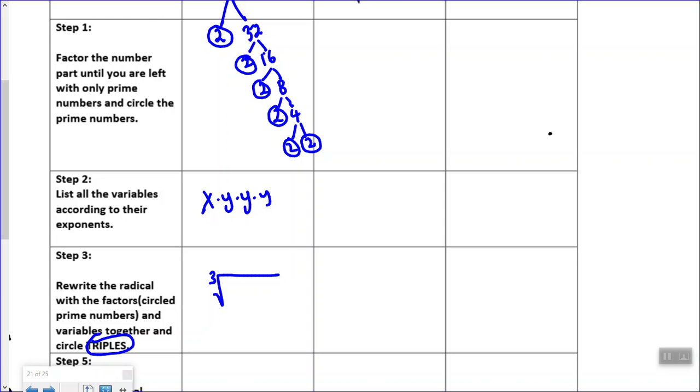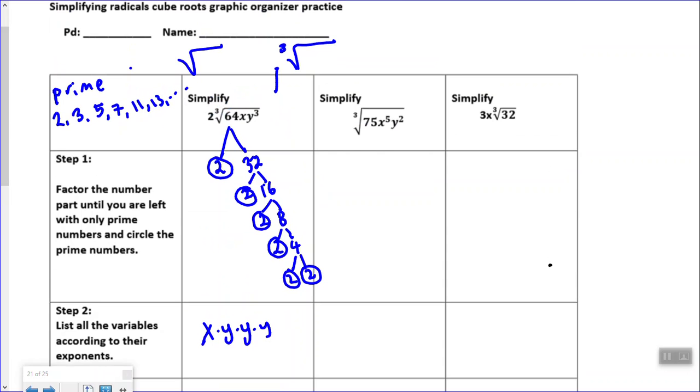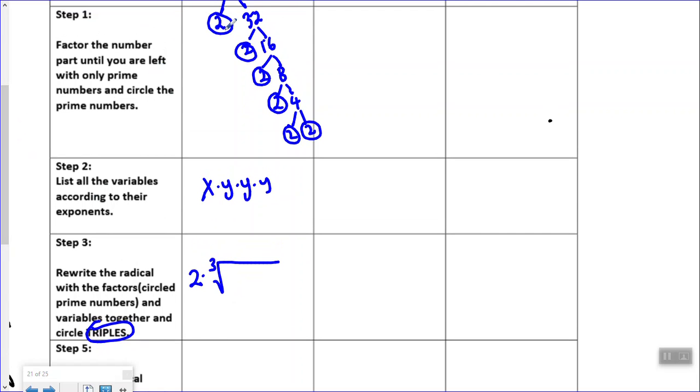So I'm going to write the cube root. Before you put things inside the radical, you have to be careful because here we have a 2 before the cube root. So before you put these inside the radical, I'm going to put 2 here. And then I'm going to put all the numbers inside the radical: 2 times 2 times 2 times 2 times 2 times 2. And then x times y times y times y. And you have to circle triples. So the six 2s in two triples, and y, y, y.